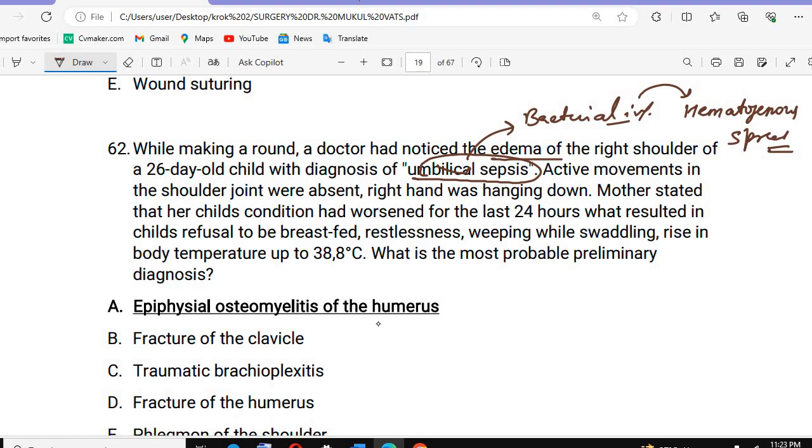The mother stated that the child's condition had worsened for the last 24 hours, which resulted in the child refusing to be breastfed, restlessness, weeping while sweating, and a rise in body temperature. What is the most probable preliminary diagnosis? So we call this condition osteomyelitis.